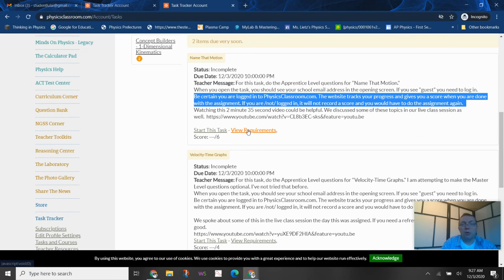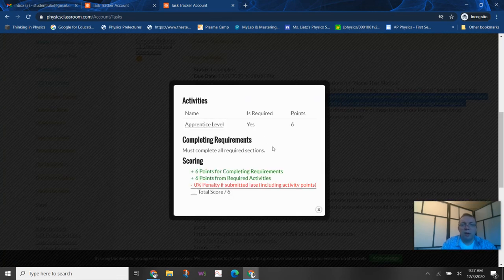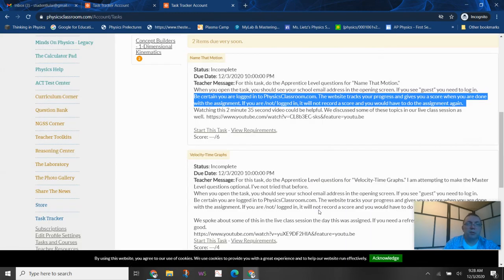I can click on view requirements, and it says the apprentice level is required. Yeah, 6 points. There's no penalty for being submitted late. I should maybe have emphasized this more often, but the due dates are always just to try to keep us on schedule and to keep things from piling up for you. If you turn things in a few hours late or the following day, you're not going to see me at your doorstep holding a baseball bat saying, "What's up, kid? Get this in." I mean, that's silly, right? There's a bunch of stuff going on. So the due dates are just to try to keep us on schedule.